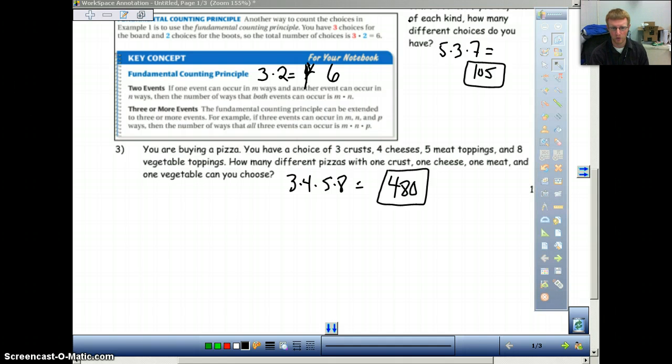Okay, so if you're choosing more than one, that would change things quite a bit. But this is if you're only choosing one of each. 3 times 4 times 5 times 8. Okay, so hopefully that makes sense.